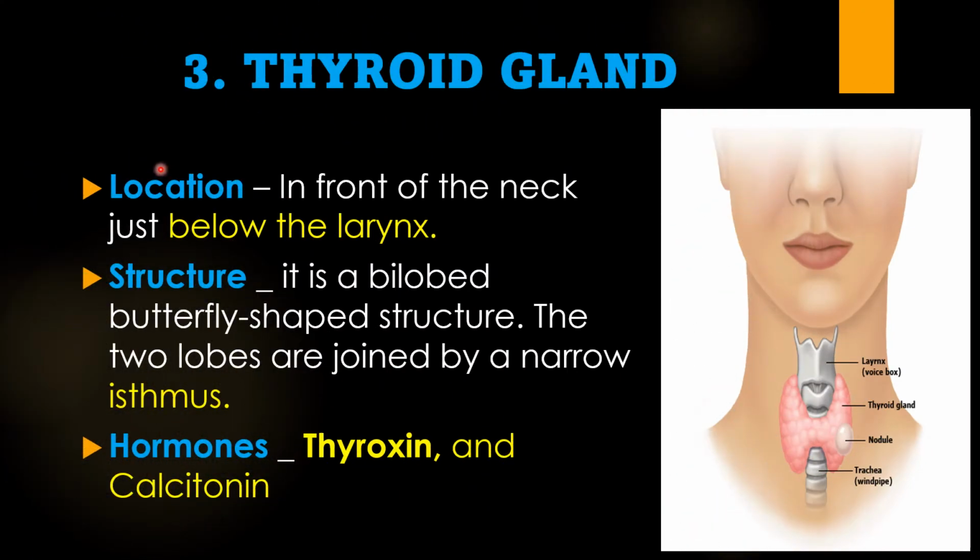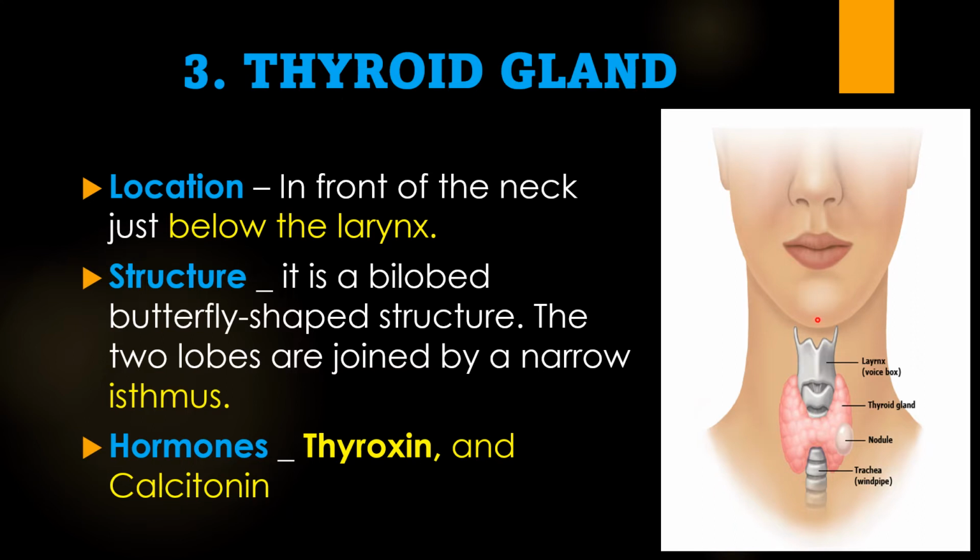The other type of endocrine gland, that is thyroid gland. Two major types of endocrine glands we already discussed. They are adrenal gland and pancreas. The adrenal gland we already discussed in the last video. Then pancreas we discussed just now, right? Then the next type of endocrine gland, that is thyroid gland.